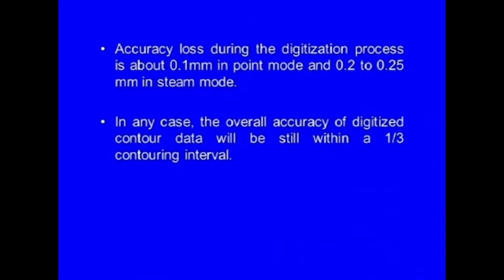The accuracy loss during the digitization process is about 0.1 millimeter in point mode and about 0.2 to 0.25 millimeters in the stream mode. In any case, the overall accuracy of the digitized contour data will still be within 1/3 contouring interval. So, now let us look at the different accuracies of DTM data as obtained by different techniques.